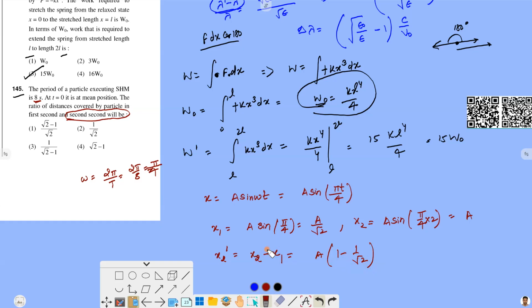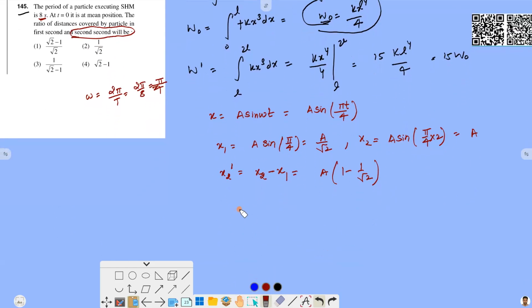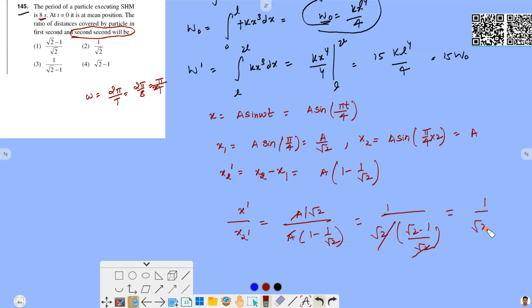Now we can take the ratio of the displacement in the first second divided by the second, so that will be equal to x1 by x2 dash, and that will give us (a by root 2) divided by a into (1 minus 1 by root 2). Here a gets cancelled, we will get 1 by root 2 over (root 2 minus 1) by root 2, so root 2 gets cancelled, and this is 1 by under root 2 minus 1. That is option 3.